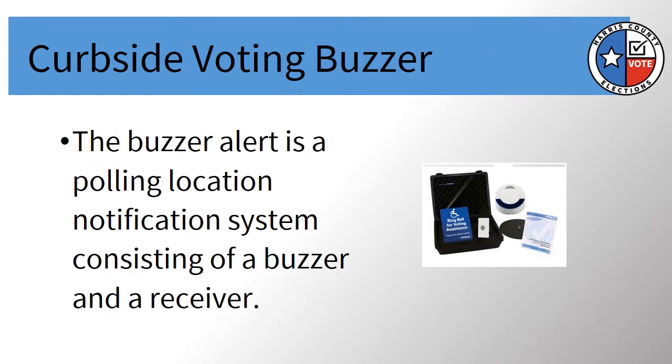Harris County provides a temporary alert system to every early voting and election day vote center. It includes a buzzer outside the vote center location and a receiver inside. When a voter pushes the buzzer, it indicates to an election worker inside the vote center that a curbside voter needs assistance.